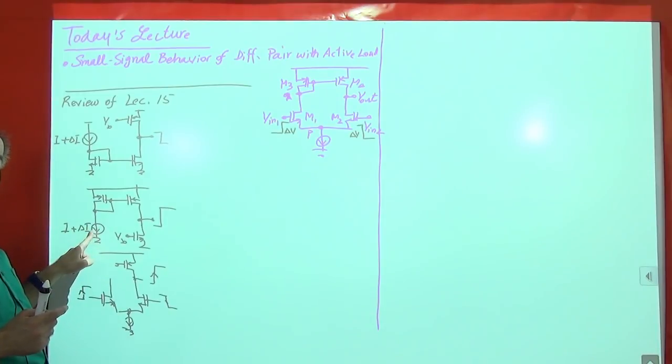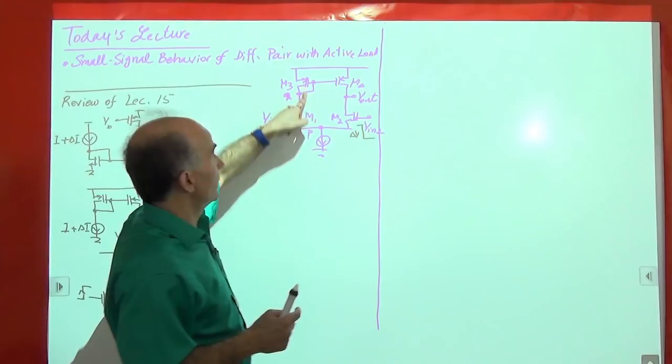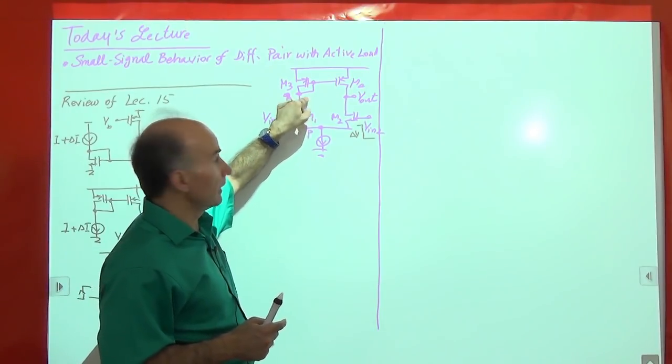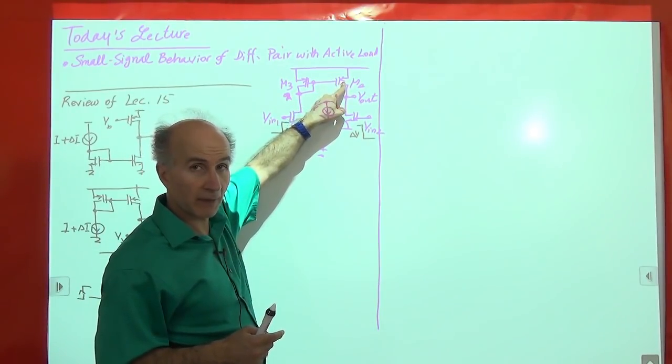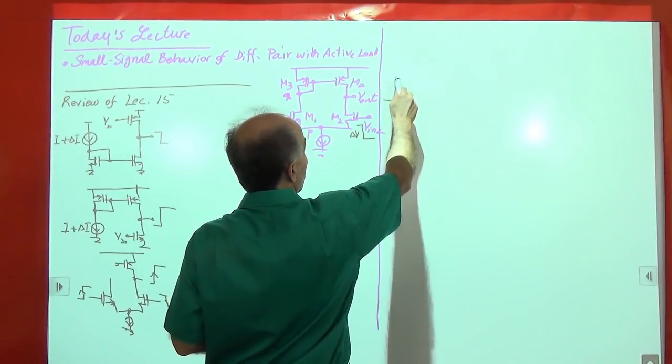You see that this current is increasing by delta I. So the current through M3 increases by delta I. The current through M4 increases by delta I. So V out wants to go up.